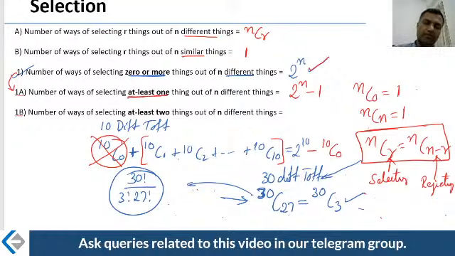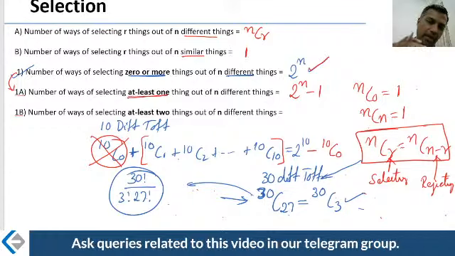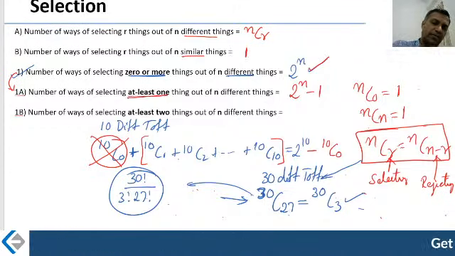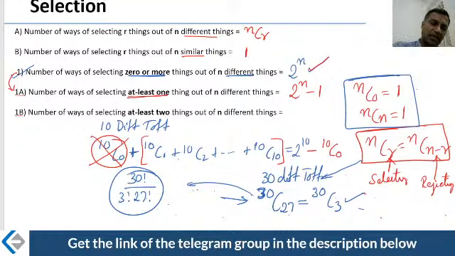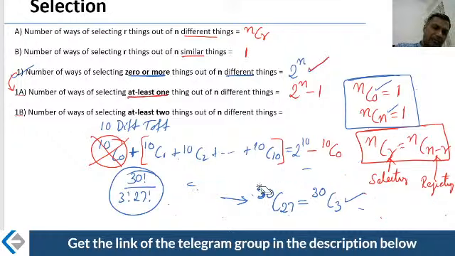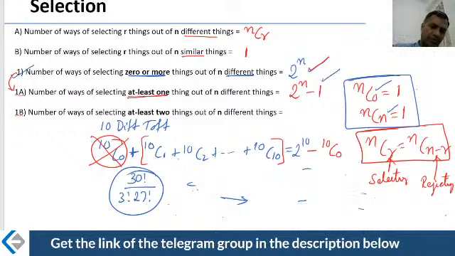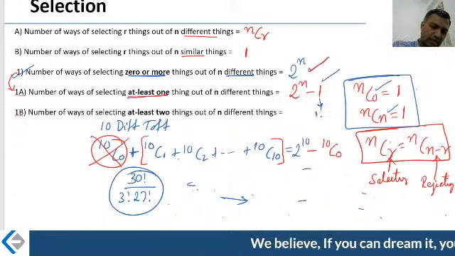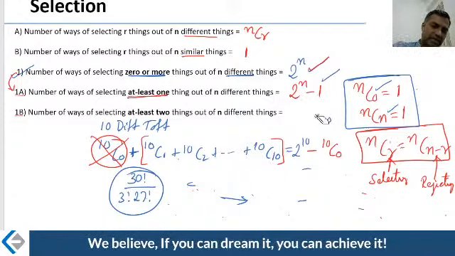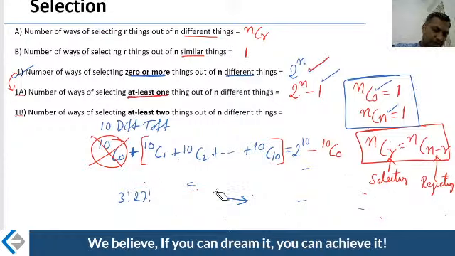Therefore, the number of ways of selecting r things is nothing but the number of ways of rejecting n minus r things. Let's keep that in mind. Thereby, NC0 is also nothing but NCN. The number of ways of selecting nothing is one way. The number of ways of selecting everything is also one way. That's the reason I wrote 1 here. Technically, this 1 is nothing but NC0. Instead of writing NC0, I wrote 1.